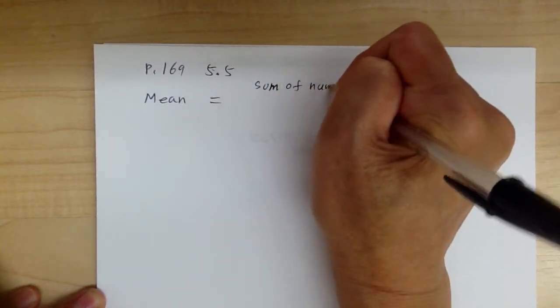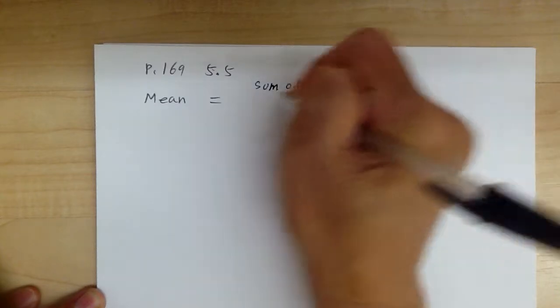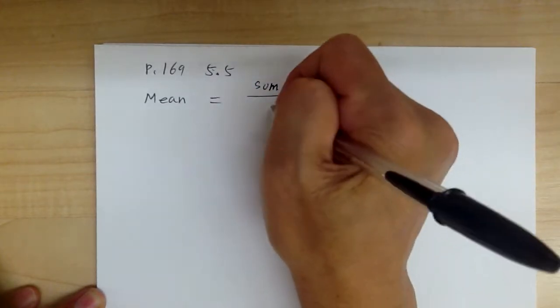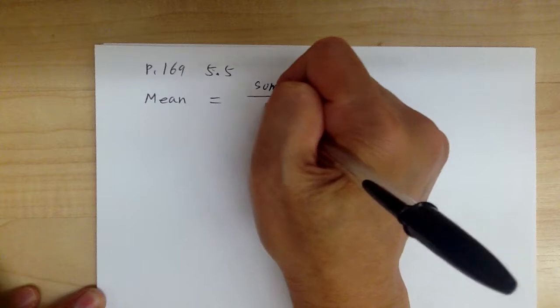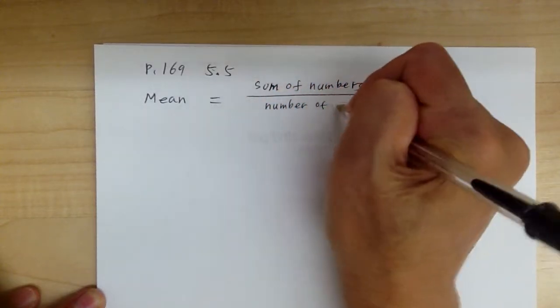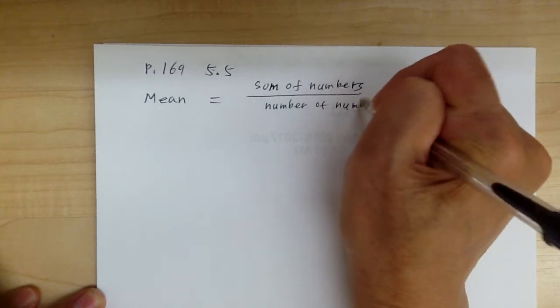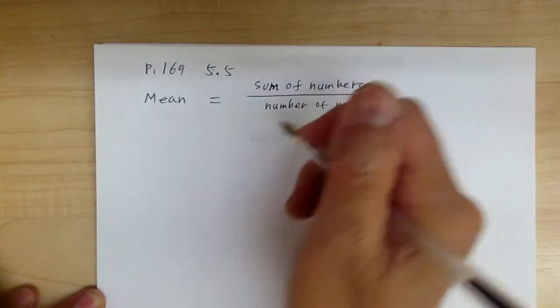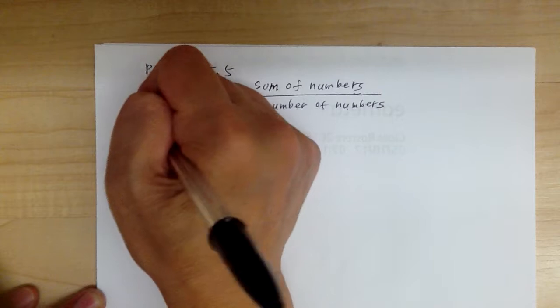of numbers divided by the number of entries. Okay? Okay, so for example, again, mean means average.